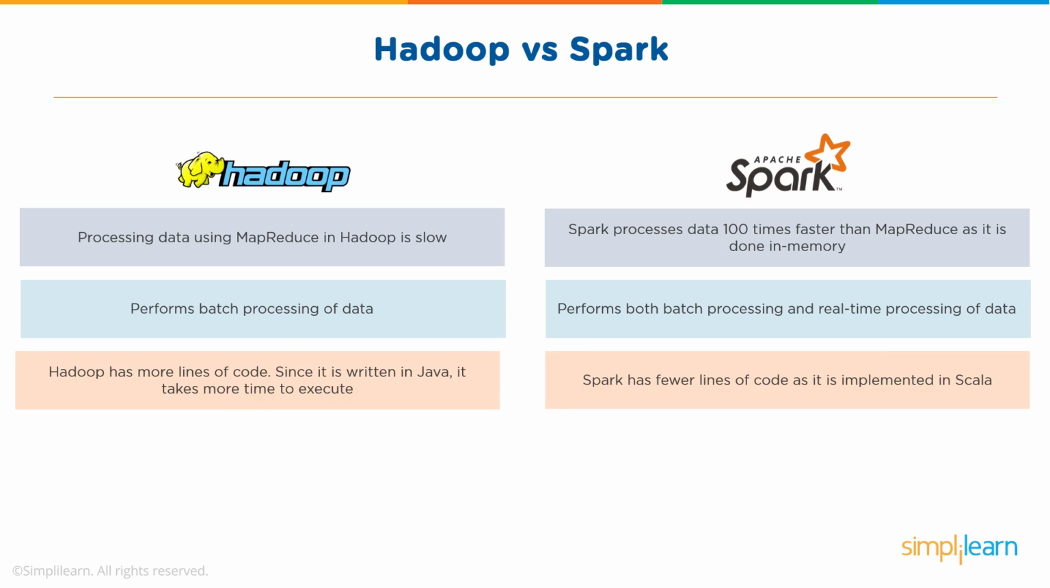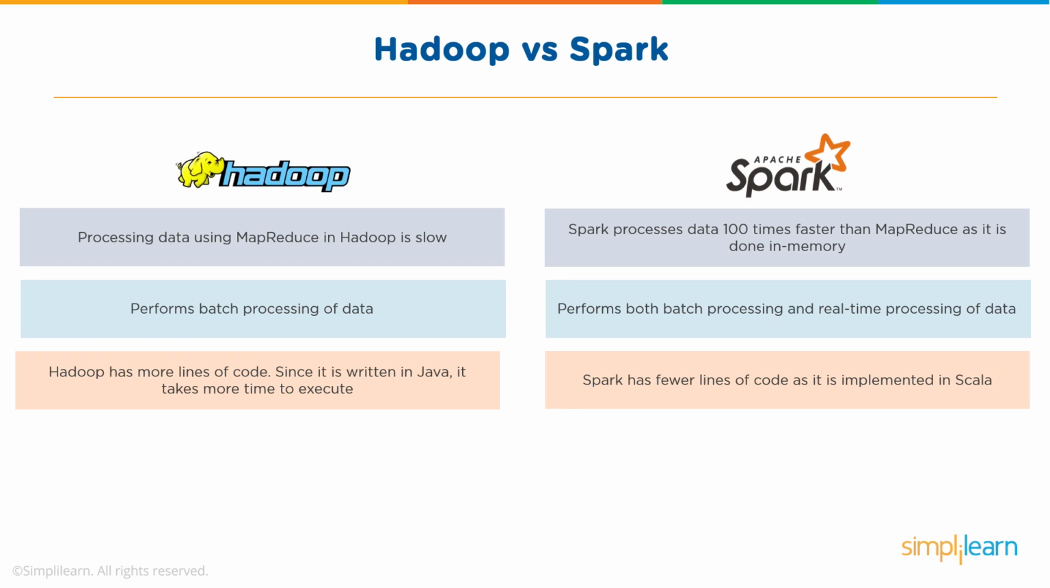Now, Hadoop's MapReduce was originally written in Java. Now you could also write it in Scala or in Python. However, if you talk about MapReduce, it will have more lines of code since it is written in Java, and it will take more time to execute. You have to manage the dependencies, you have to do the right declarations, you have to create your mapper and reducer and driver classes.